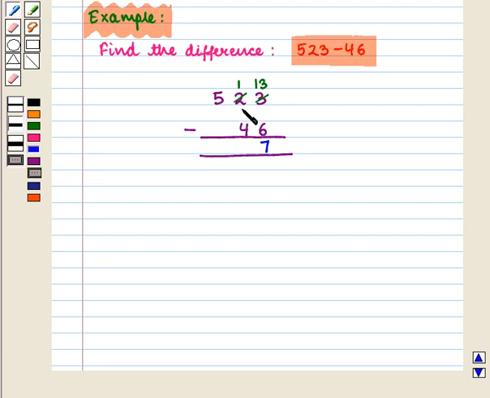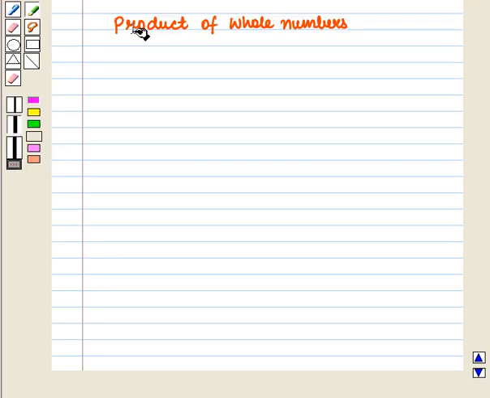Now we subtract the digits at tens place. Since 4 is larger than 1, we rename 1 as 11 and rename 5 at hundreds place as 4. So 11 minus 4 is 7. Now we do not have any digit below 4, so we write 4 as it is at hundreds place. So we get 477 as answer. That is, 523 minus 46 is equal to 477.